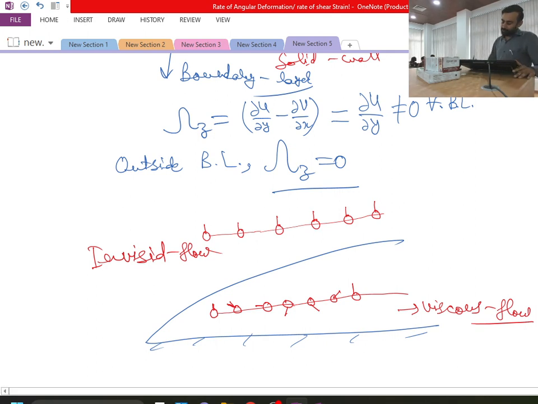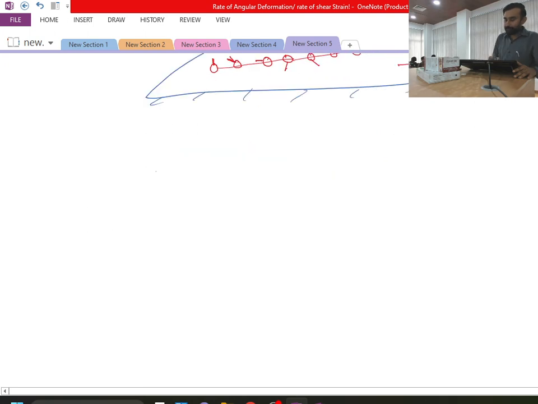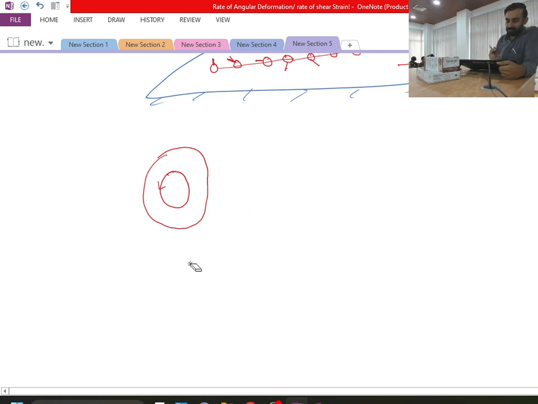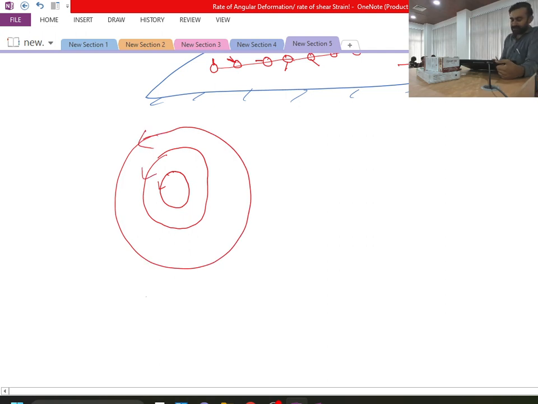Now, let me consider a flow situation for which I have circular streamlines. This is one flow situation, and let us consider it is like a solid body rotation. This is a fluid element, like a solid body rotation. The meaning of solid body rotation is that this particular layer of fluid is moving with omega angular velocity. This is also moving with omega angular velocity. This is also moving with omega angular velocity.